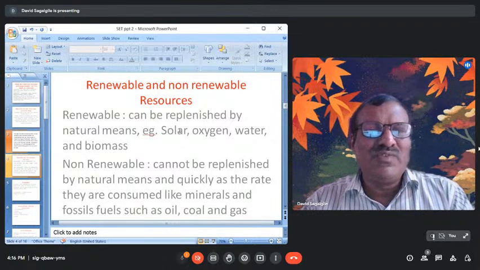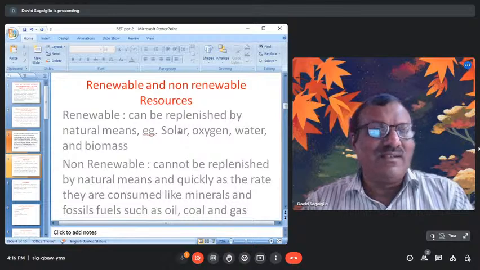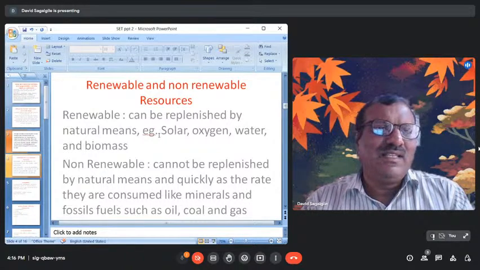Water is also, we have this rain cycle, and this cycle continues together. So here we see that these are the renewable sources of energy. That means they are not going to deplete or they are not going to get finished.